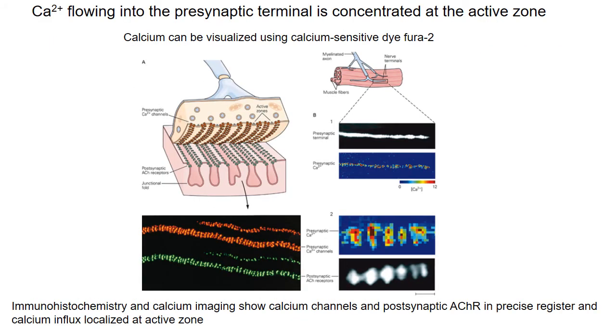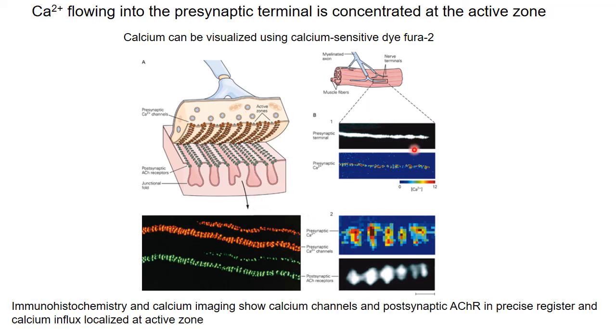What is important to realize is that the calcium that enters these presynaptic terminals is concentrated at the active zones. We already have talked about presynaptic calcium channels being focused at the active zones. This is showing an actual neuromuscular junction, in which they're perfectly opposed to the postsynaptic receptors, and they are really close to these synaptic vesicles again.